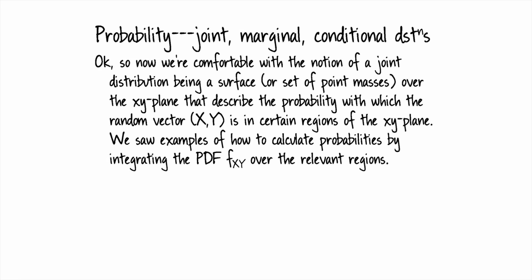Okay, so now we're starting to get comfortable with the notion of a joint distribution being a surface or set of point masses over the xy plane that describe the probability with which a random vector takes on certain values, or is in certain regions of the xy plane. And we've also seen examples of how to calculate probabilities by integrating the PDF over the relevant regions.